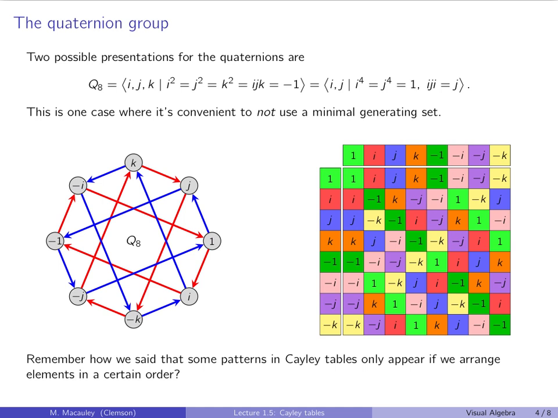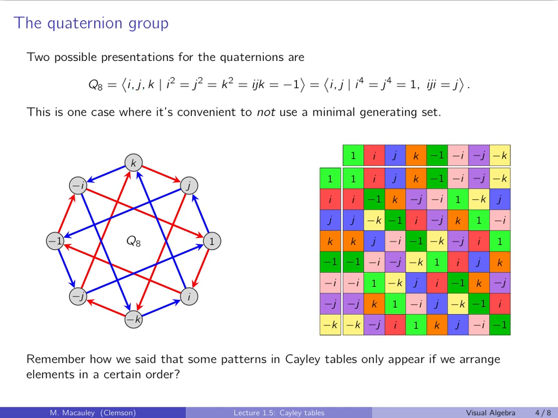Here are two possible presentations for the quaternions. We can say it's generated by i, j, and k, such that i squared, j squared, k squared, and i times j times k equal negative 1. This encodes the fact that i times j equals k, and k squared is negative 1. Now, k is not needed because i times j equals k, so this is not a minimal generating set.